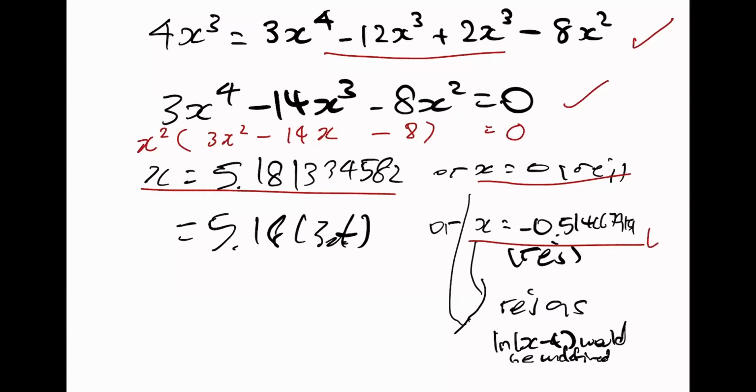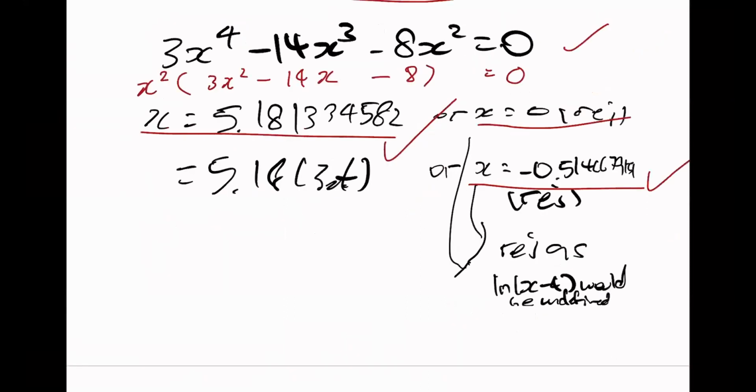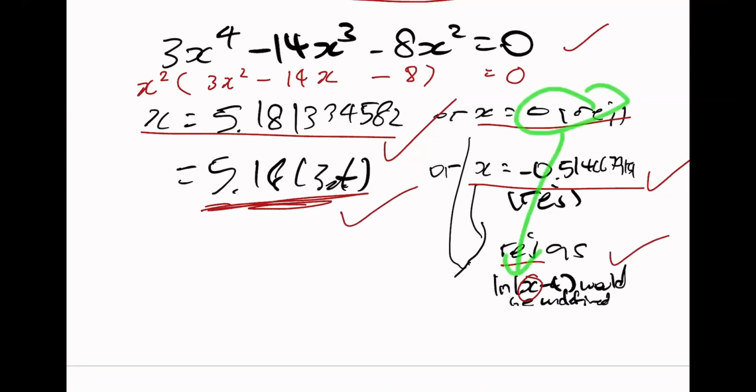Good. But then you have to reject. Why? Because x minus 4. Okay. Good. So 5.18 is the only solution, or the 3SF version. Here you also reject because if you sub in, you also get a negative value, ln negative 4. So both reject. Only answer is 5.18133, whatever. Okay, good.